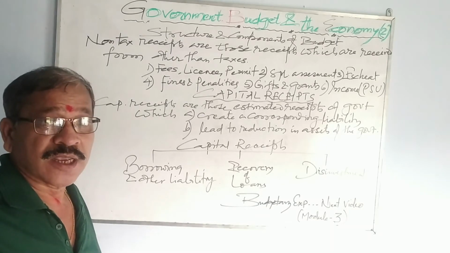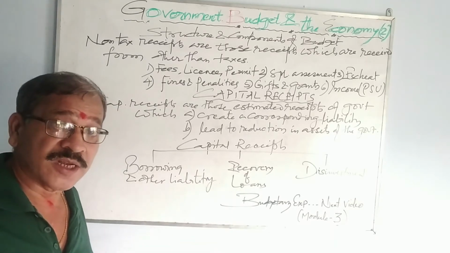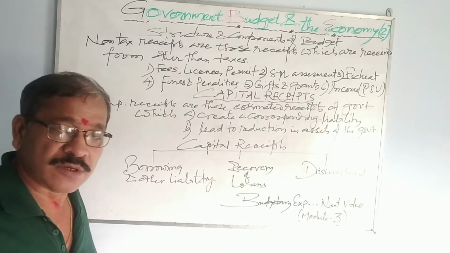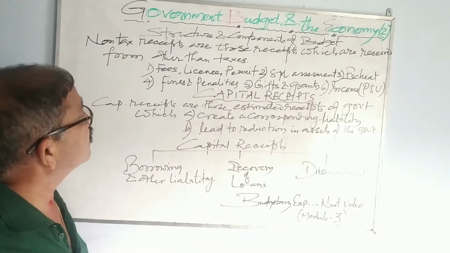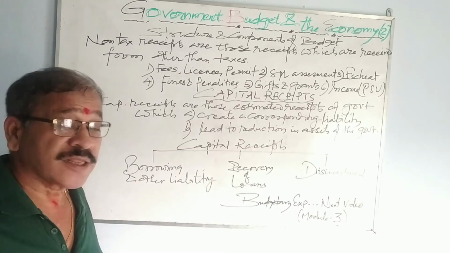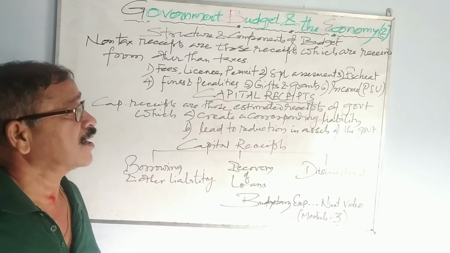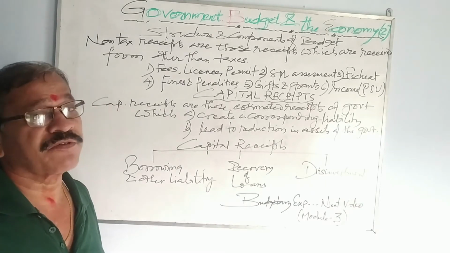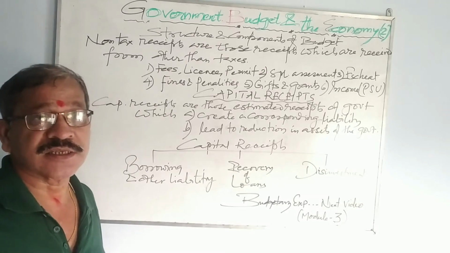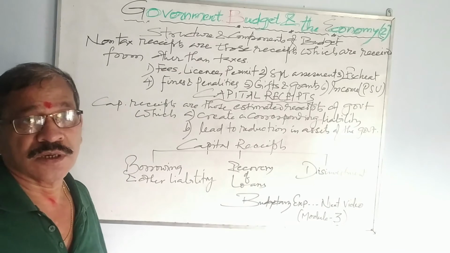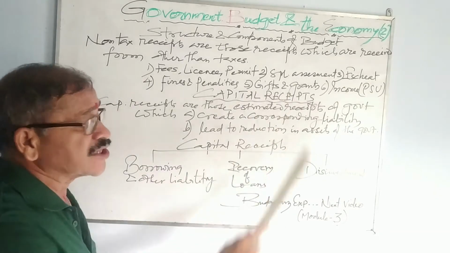These are all about the revenue receipts of the government, the income of the government. So tax receipts, then non-tax receipts. Non-tax receipts are those receipts which are received by the government from other than taxes. So what are they? Number one, fees, license, permit. Whatever money we pay for getting a license or permit, all that money goes to the category of non-tax receipts. Special assessment.